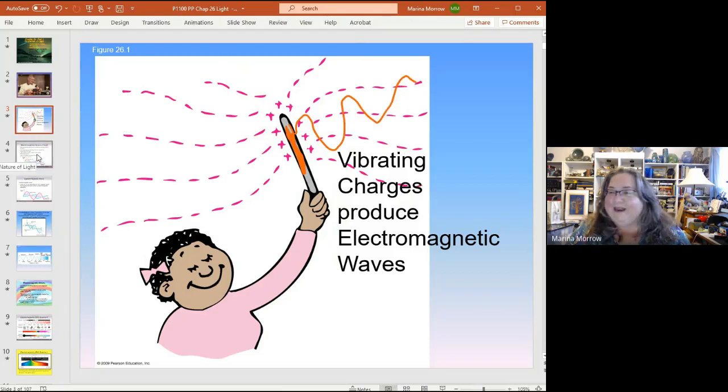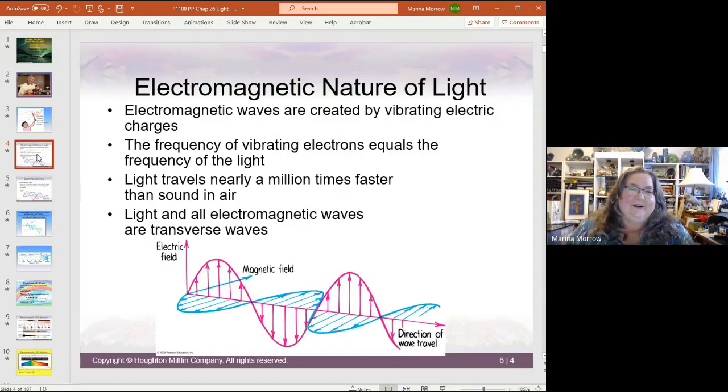Now, the electromagnetic wave, as we looked at in the last chapter, is created by magnetic fields and electric fields. So you've got your vibrating charges sending these waves out into space. And they can travel, of course, for billions and billions of miles through space, self generating each other as they go.